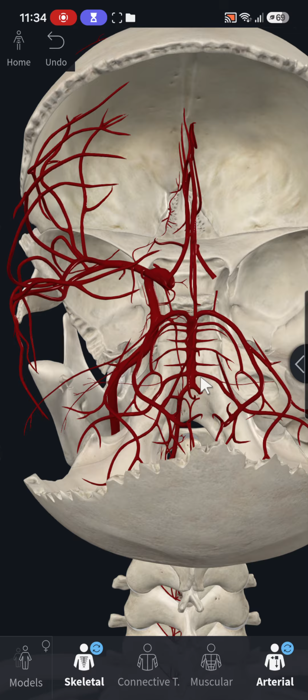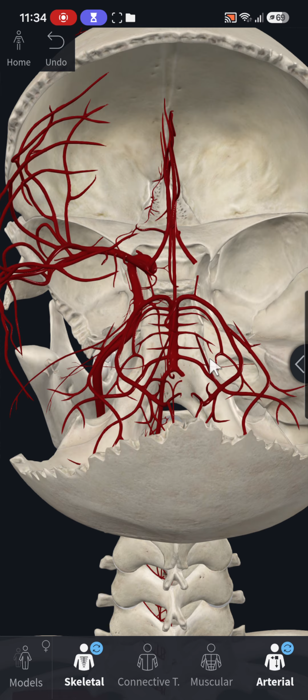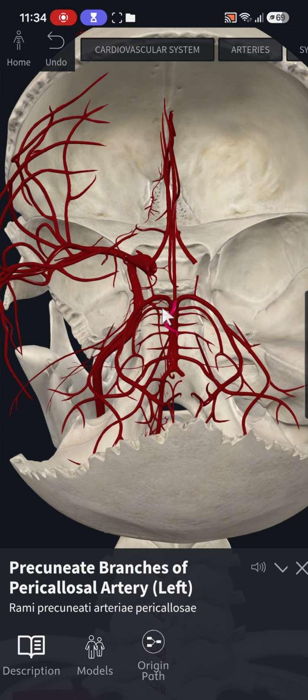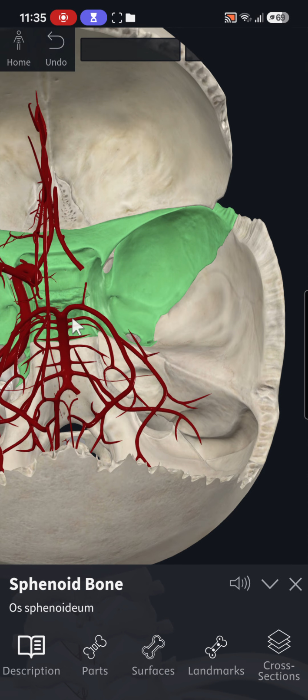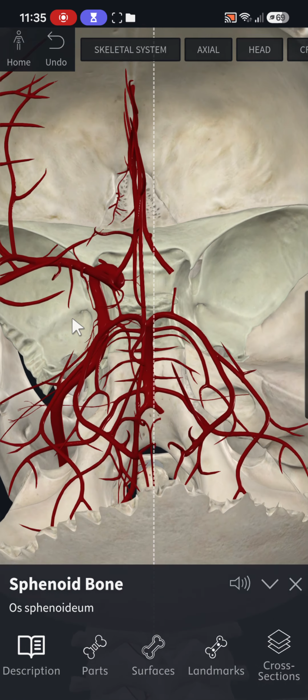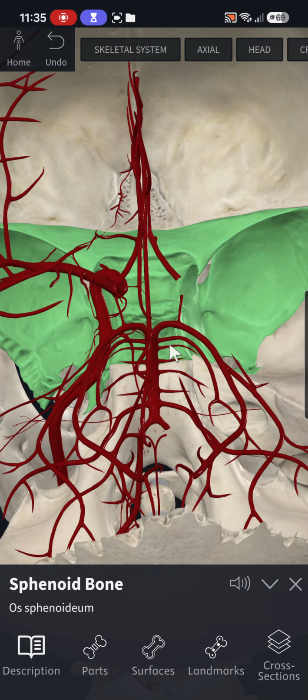Now we have three arteries that give blood supply to the cerebellum. The cerebellum needs three arteries. They all come from the posterior circulation. Two of them come from the basilar artery and one of them comes from the vertebral artery. So the first one that comes from the basilar artery is this one. It's the superior cerebellar artery.